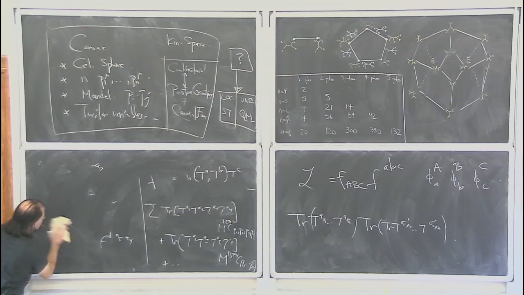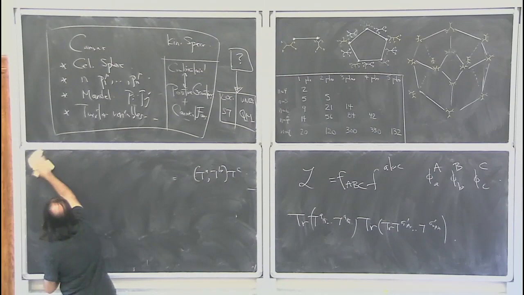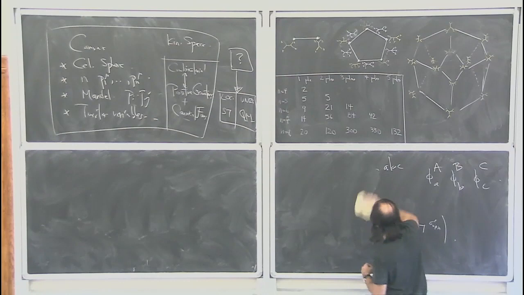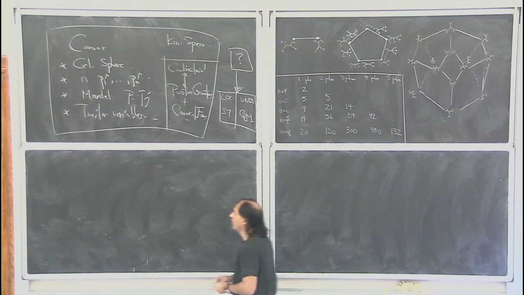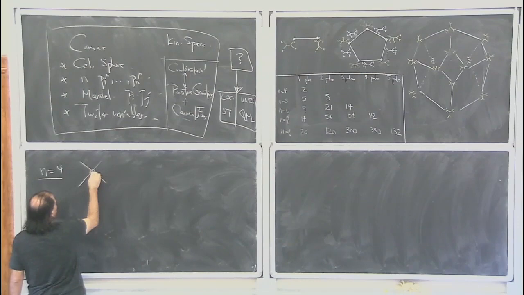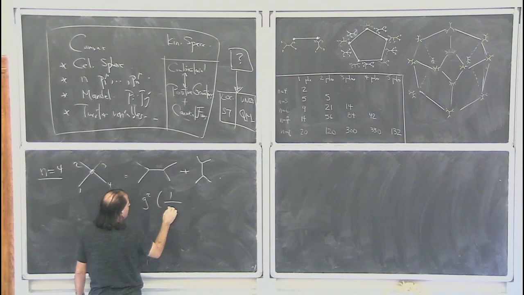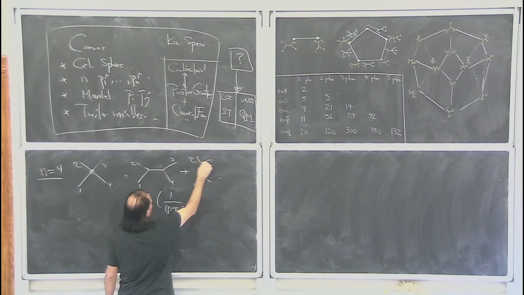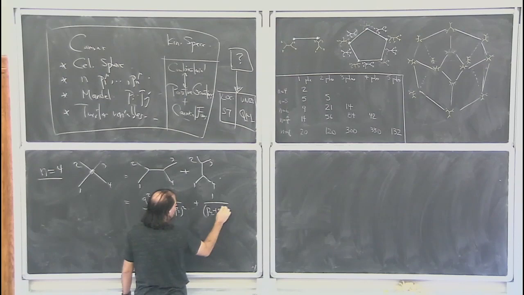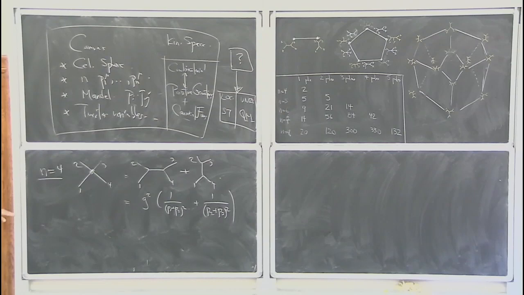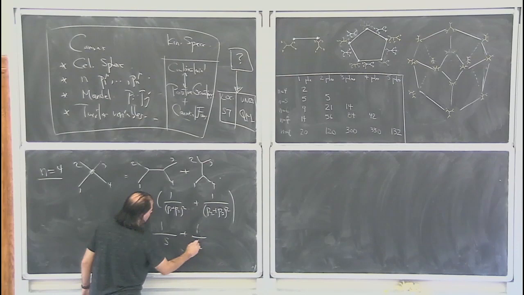So just to be concrete, what are we talking about? At n equals 4 points, our tree amplitude here, 1, 2, 3, 4, would just be the S channel plus the T channel. Okay, so this would be g squared times 1 over (P1 plus P2) squared, plus 1 over (P2 plus P3) squared. From now on, I'm not going to keep putting the powers of g. Okay, so I'll leave that implicit. So we'd write this as 1 over S plus 1 over T, for example.